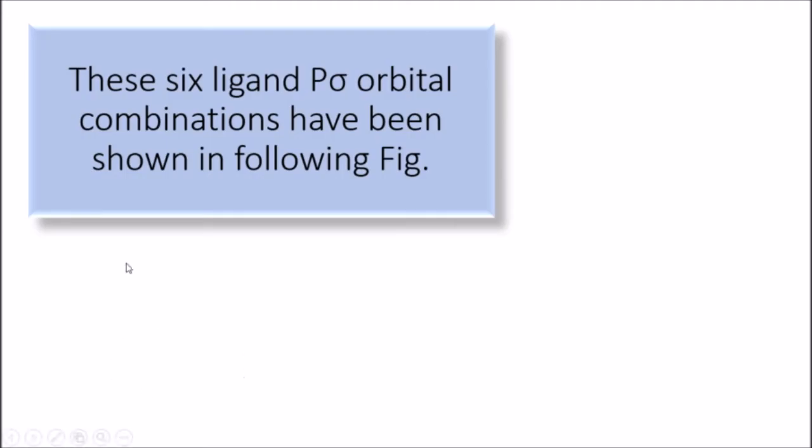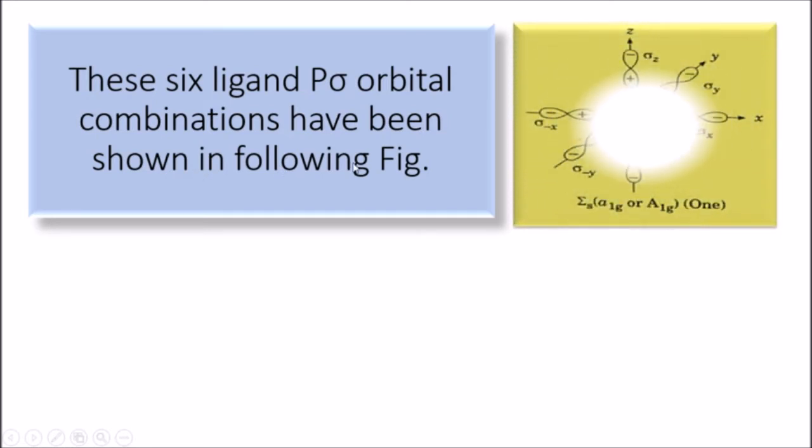Now these 6 ligand p sigma orbital combinations have been shown in this figure. One is the s orbital, that is A1G symmetry. You can see the metal, and the spherical lobes, all positive, are directed to the metal side. So we have sigma plus x, sigma minus x, sigma plus y, sigma minus y, sigma plus z, and sigma minus z. All together they indicate sigma s, that is A1G, one non-degenerate interaction.